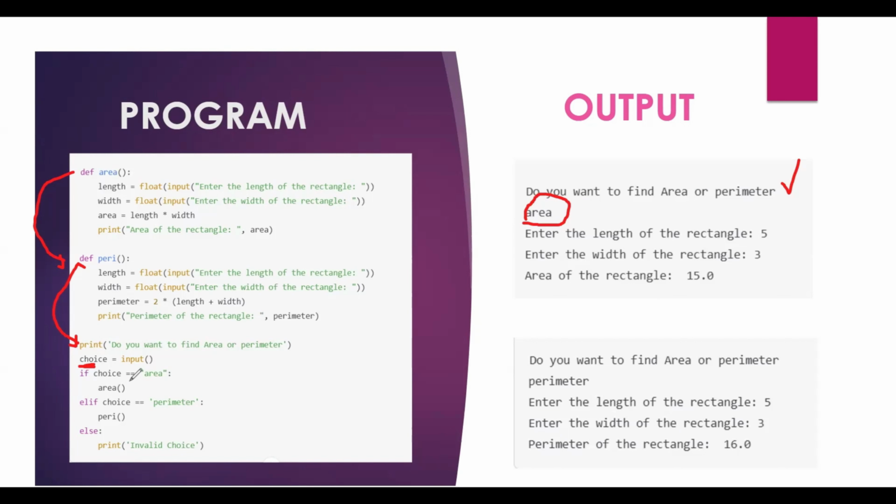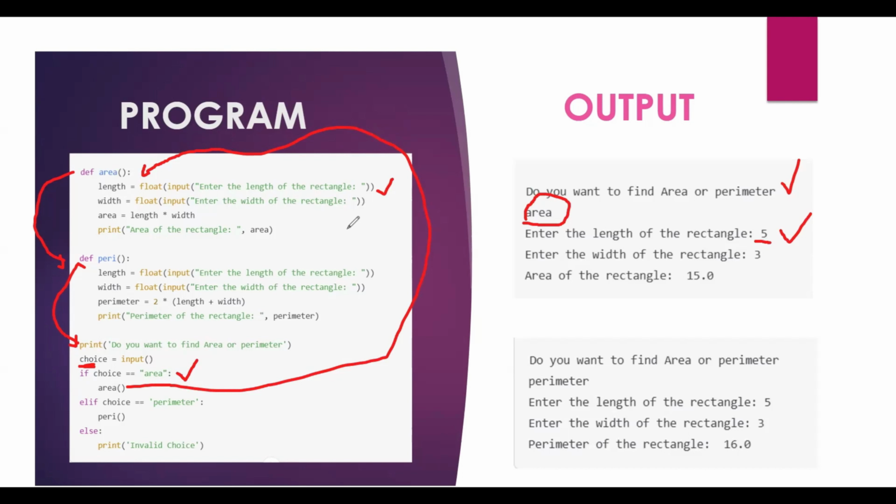Now we are checking if choice equal to area, whether the user has written area. Here it is true because choice is area. In that case, we are calling the area function. So the computer will go up to check if there is any area function and execute the body inside the function. First, we are asking length is equal to float input, enter the length. You can see it is asking to enter the length of the rectangle.